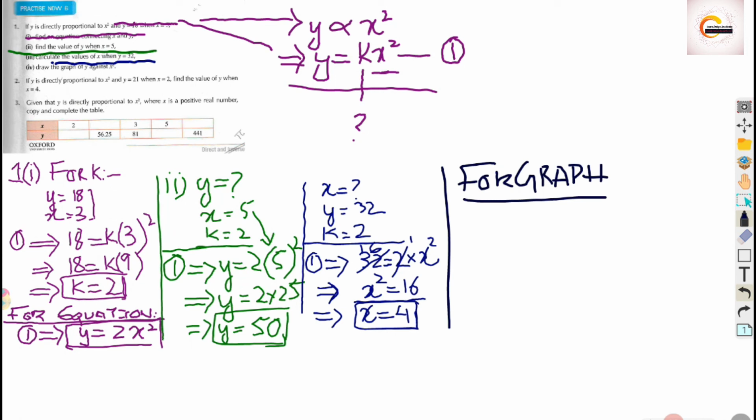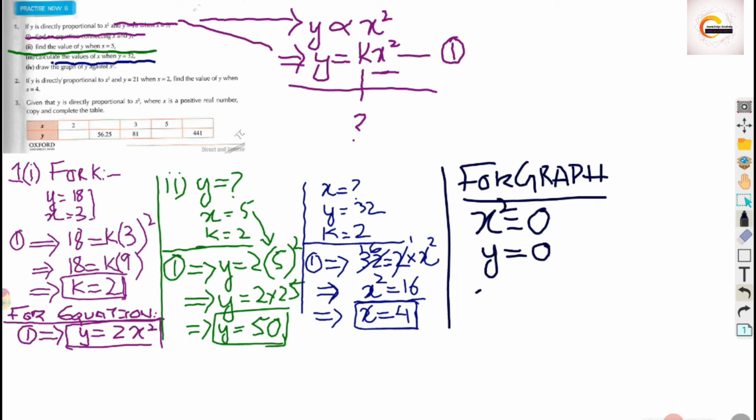We have to draw the graph between y and x. So first we have to know the values of x and y, the points on which the graph has to be plotted. Remember what we talked about, the direct proportion relationship: when x and y, two variables, are in direct proportion relationship, the graph must pass through the origin. So first if our x is 0, x square is 0, y will be 0.